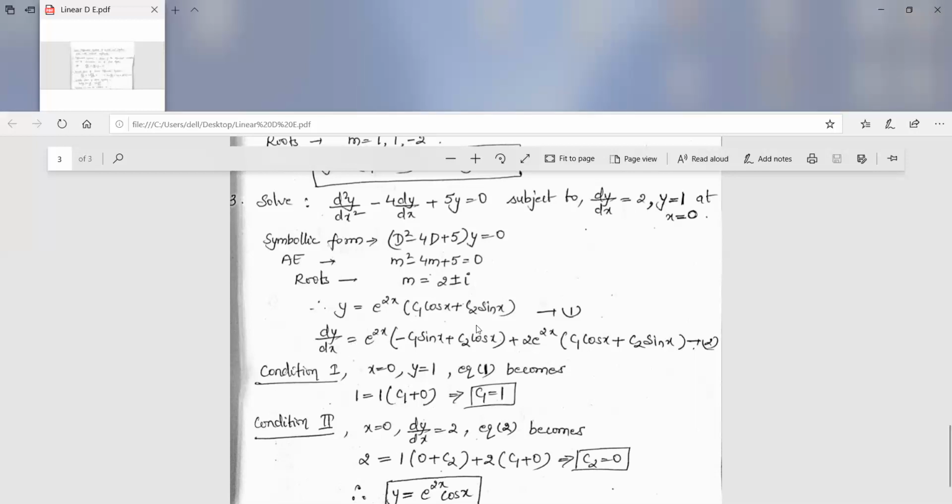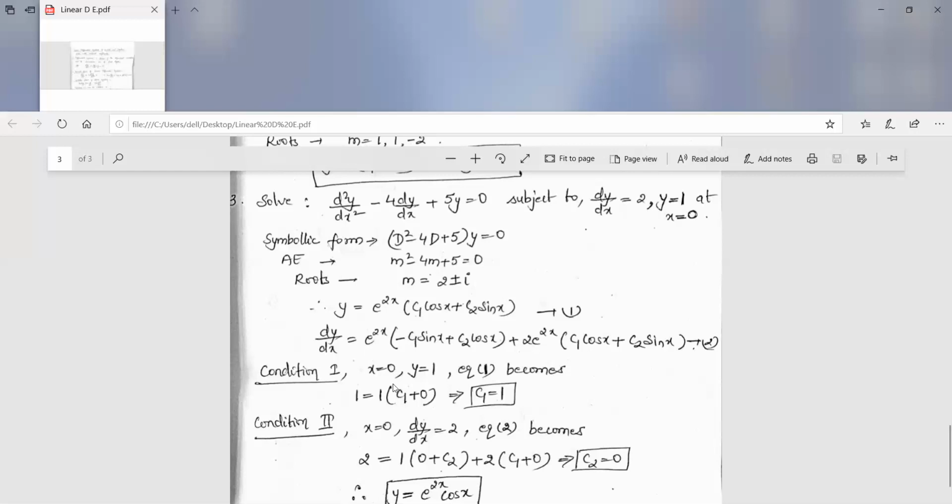Now differentiating equation number 1 by the u into v method. Let u be e^(2x) and v be the full bracket part, c1 cos x + c2 sin x. One by one, taking e^(2x) as constant, differentiating the bracket part completely. Differentiation of cos x is −sin x and differentiation of sin x is cos x. Plus next, taking the bracket part as constant and differentiating e^(2x), which becomes 2e^(2x). So equation 2 is the value of dy/dx. Now applying the conditions one by one.